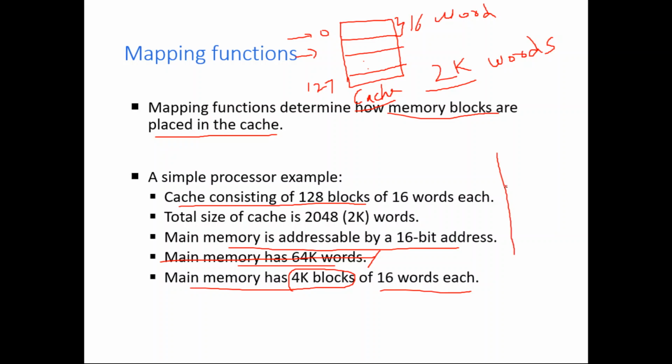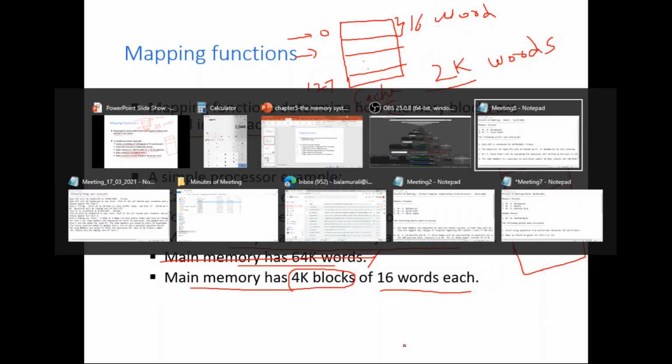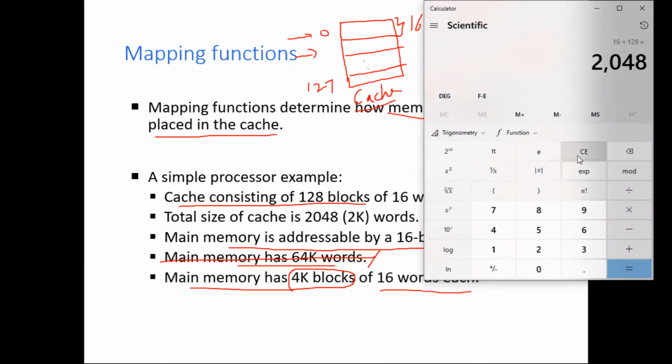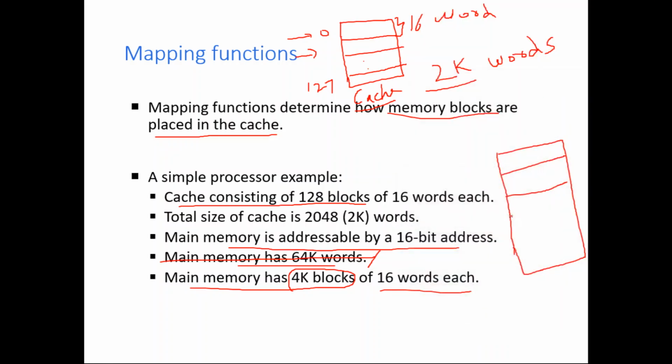And coming to main memory, what we assume is that main memory contains 4k blocks. So what is 4k? 4k means 4 into 1024. Normally kilo in computer science is not 1000, it is 1024. So 4k means 4 into 1024, which is 4096 blocks. So main memory contains 4096 blocks.